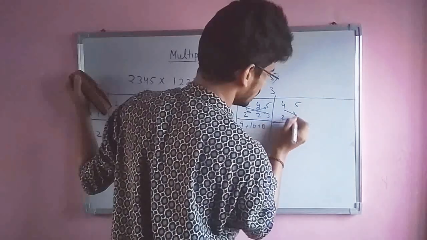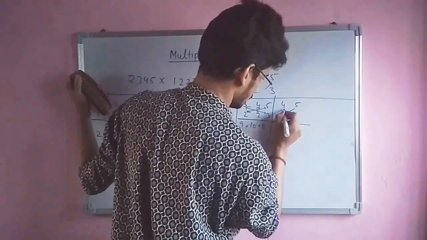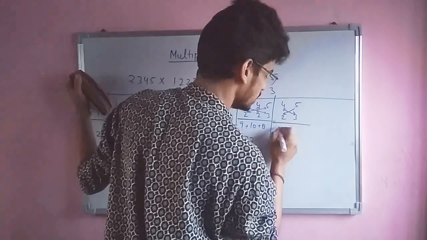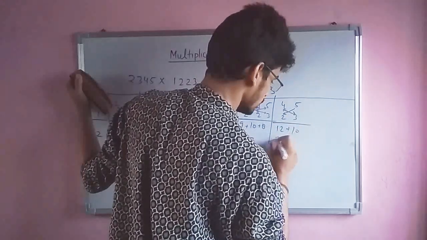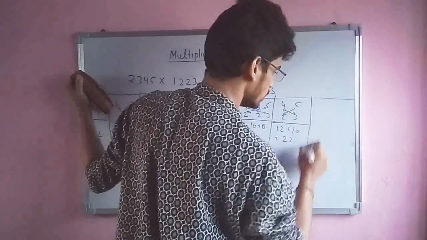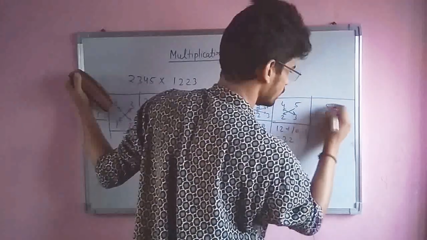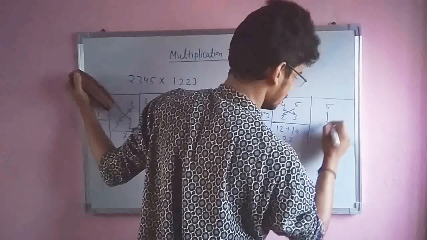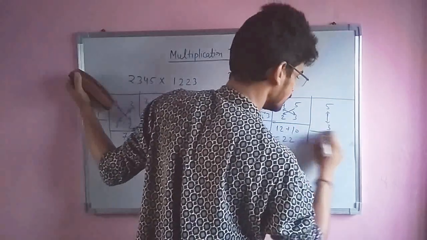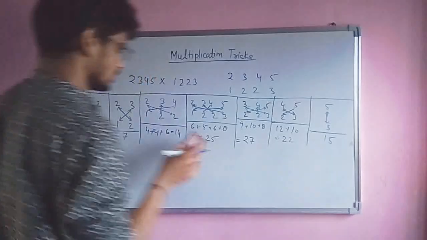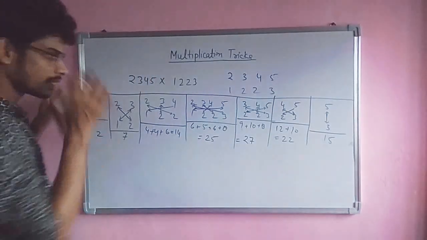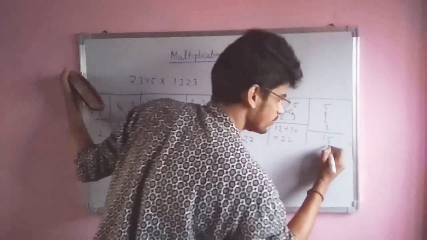4 5 and 2 3, how much? Cross multiply. 4 multiplied by 3 is 12. 2 multiplied by 5 is 10. That is 22. Now in the last, 5 multiplied by 3, that is 15. Now note down the 5.